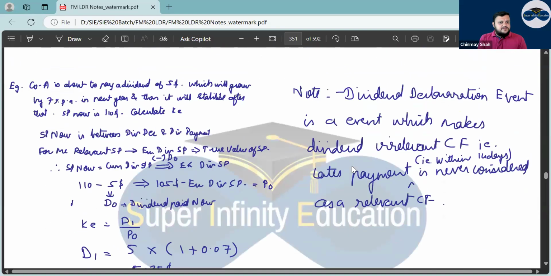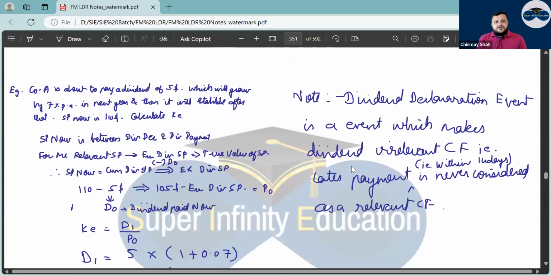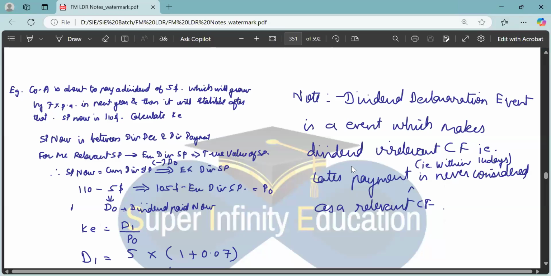That is okay. Have a look at one question actually. Company is about to pay a dividend of $5 which will grow by 7% in the next year and then it will stabilize after that. Share price now is 110. Calculate K. Now tell me, is the dividend already included in this or not included in this? This 110 is ex dividend or cum dividend? Tell me. 110. About to pay a dividend. Cum dividend or ex dividend? Cum or ex?